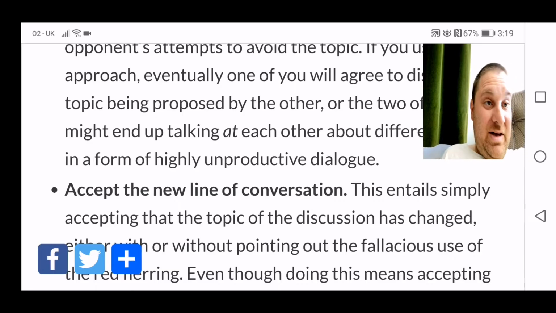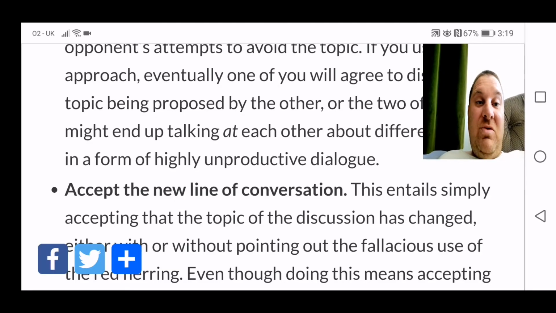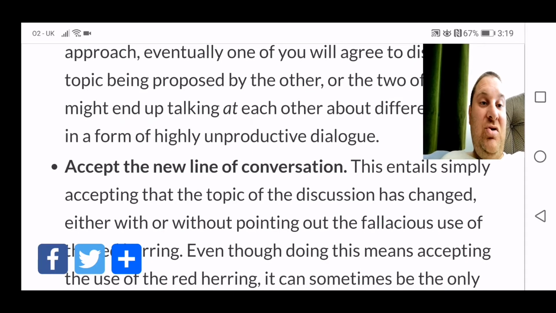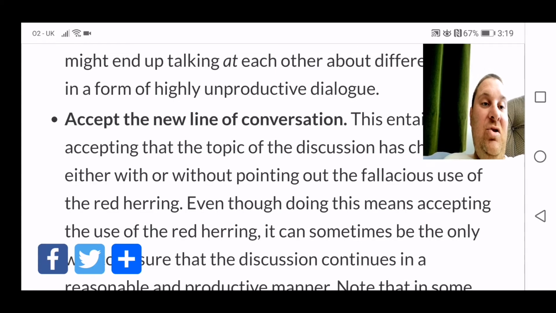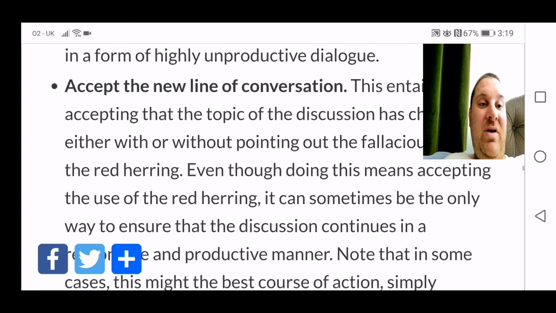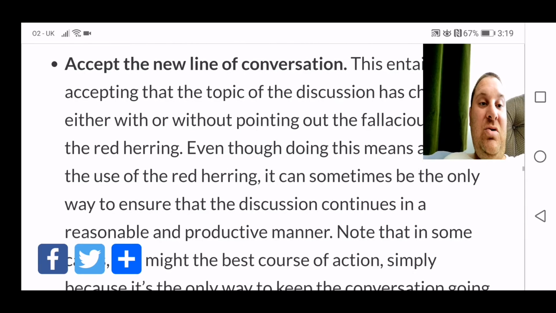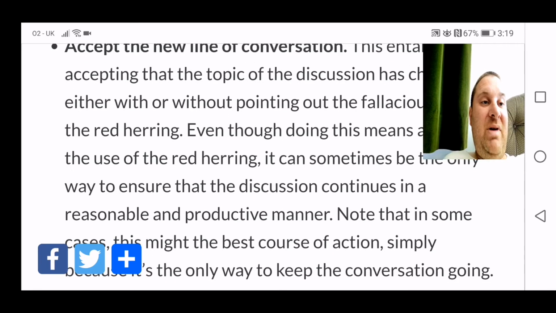Accept the new line of conversation. This entails simply accepting that the topic of the discussion has changed, either with or without pointing out the fallacious use of the red herring. Even though doing this means accepting the use of the red herring, it can sometimes be the only way to ensure that discussion continues in a reasonable and productive manner.